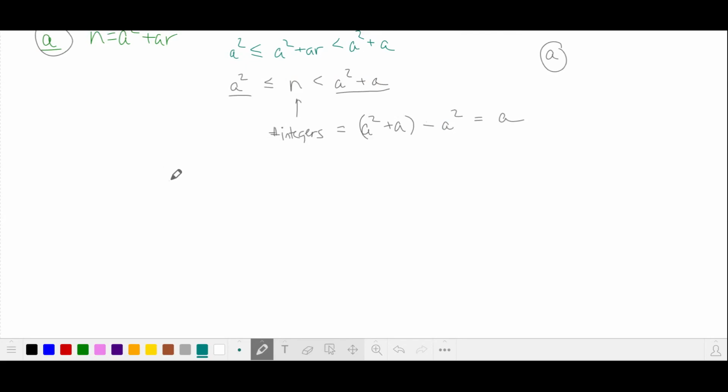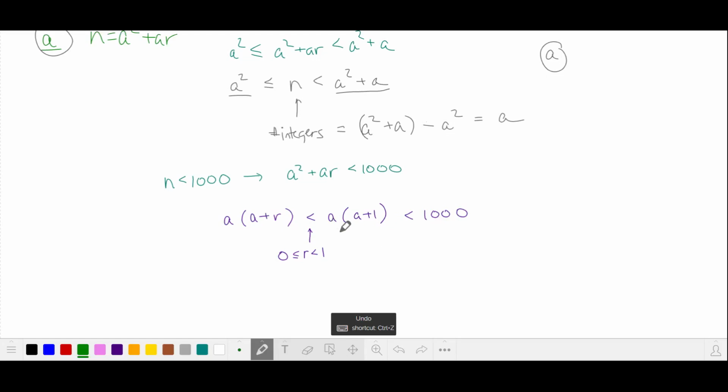We're counting up all values of n that are less than 1,000. So we want a squared plus ar to be less than 1,000. Note that a times a plus r is less than a times a plus 1, since r is less than 1. And we want this to be less than 1,000. So let's find the largest value of a such that this is true. When a is equal to 31, we have 31 times 32 is less than 1,000. For the next value of a, our product is 32 times 33, and that's too big.